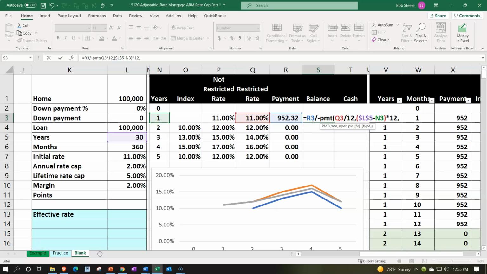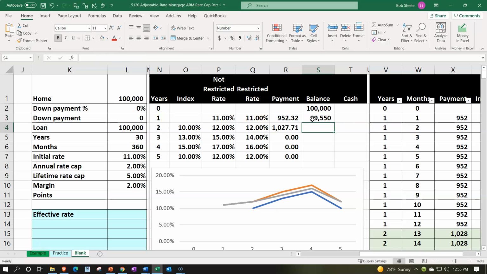And then we're going to say comma, and then the last little twist is we're going to put a 1 here for the present value to back into the balance, and then close this whole thing up and enter. And there we got it. We got the 99550. So that 99550 is not going anywhere in terms of our table.